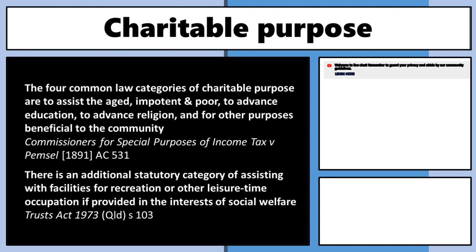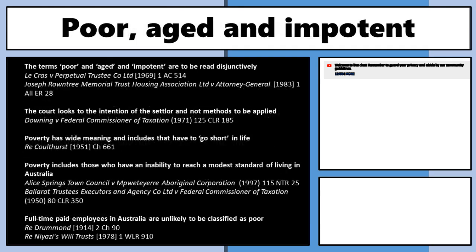Right. So what we are going to do for this lot is to basically just go through each of these 4 limbs of Pemsel's case and just have a bit of a yarn about some of the cases and how they operate. Essentially, here's the high-level rule, and we're going to look at each of those things and the sub-rules that essentially make up this high-level principle. All right, so we'll start with the first one. The poor, the aged, and the impotent.